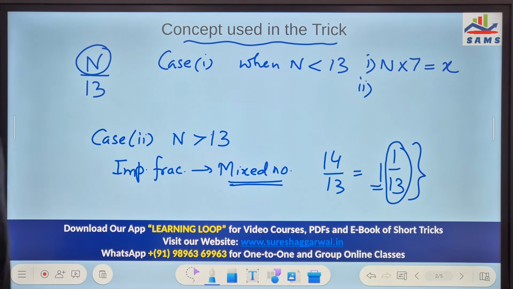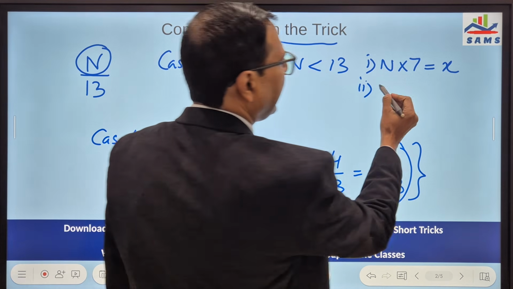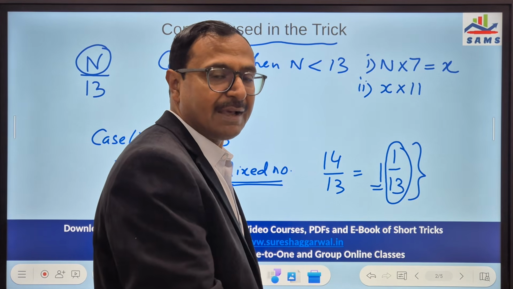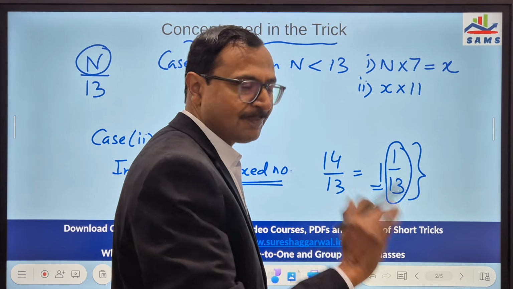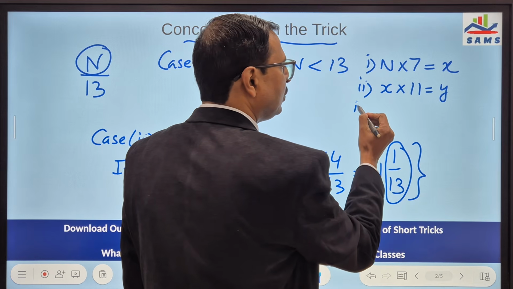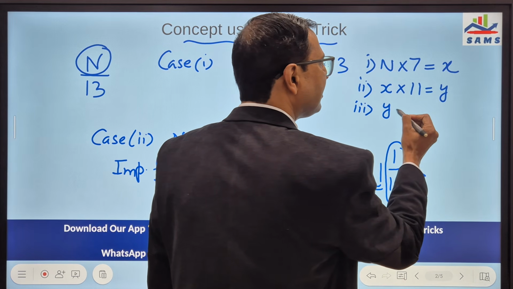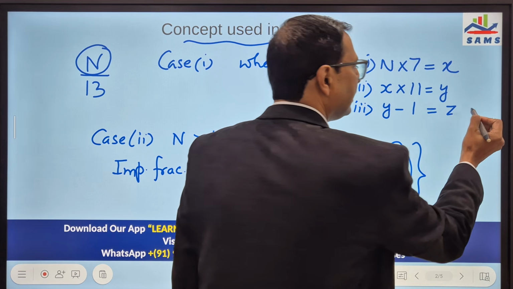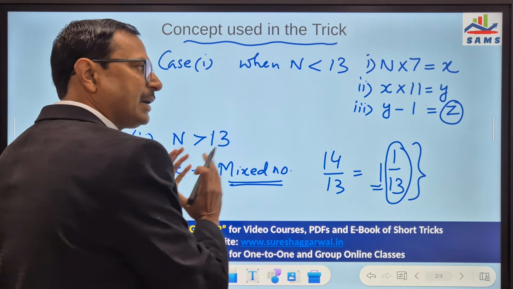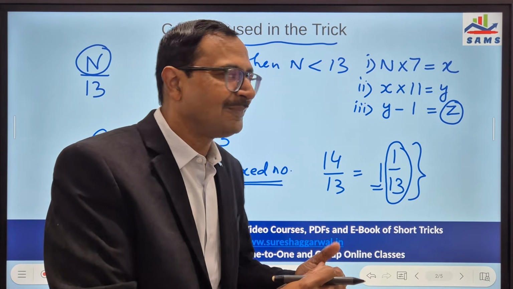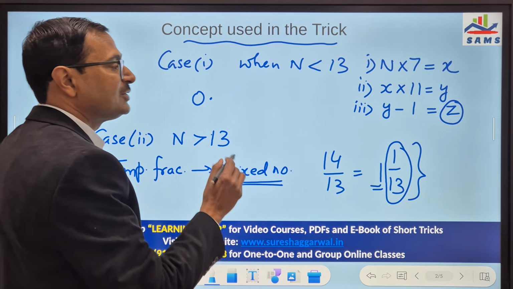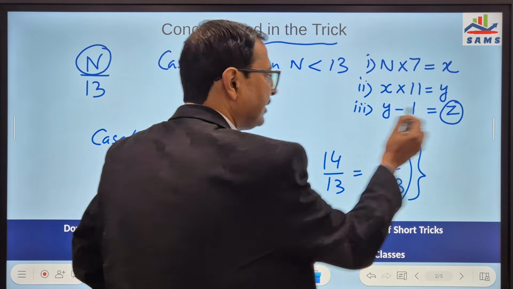Now in the second step, after obtaining x, you will multiply x by 11. So these numbers which I am telling you, 7, 11, and even I'll have another number in the third step, these are fixed. 7, 11, and you get another number y. And finally you have the third step where you will be reducing y by 1 to get the number z. Now this z will form the first part of your answer after the decimal. So obviously n is less than 13, so it is 0 point something, right? So 0 point what? This number z.